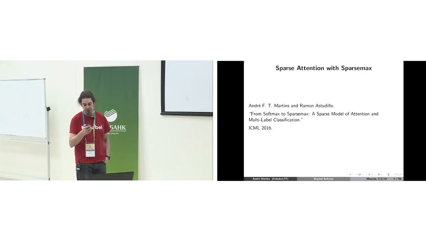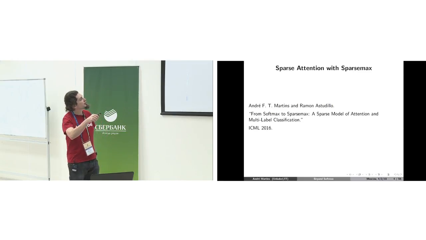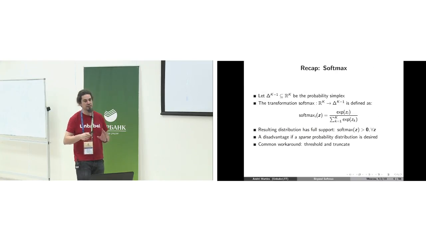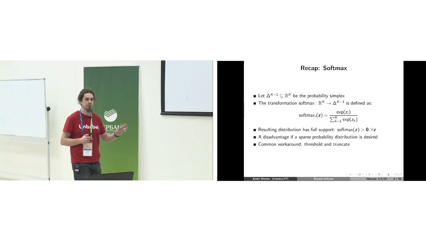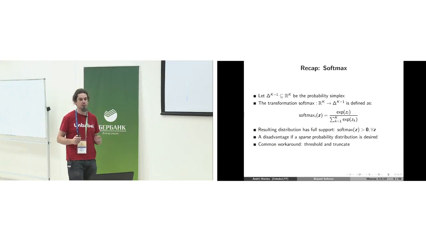So just to set up some notation, we are denoting by delta k-1 the probability simplex embedded in the Euclidean space of k dimensions. And the Softmax transformation is super simple. We start with a vector z, a vector in R^k. The coordinates of this vector can be arbitrary, positive and negative numbers. We exponentiate each coordinate, and by exponentiating it, we make sure that the result is going to be strictly positive, and then we normalize it. By normalizing, we make sure that the entire thing is going to sum to 1. So in the end, this is going to be a valid probability distribution, a point in the probability simplex.